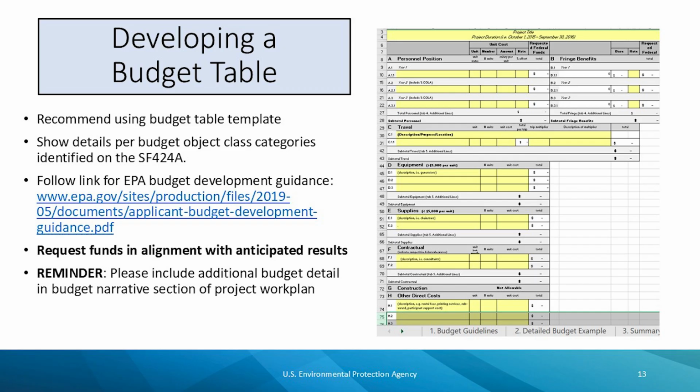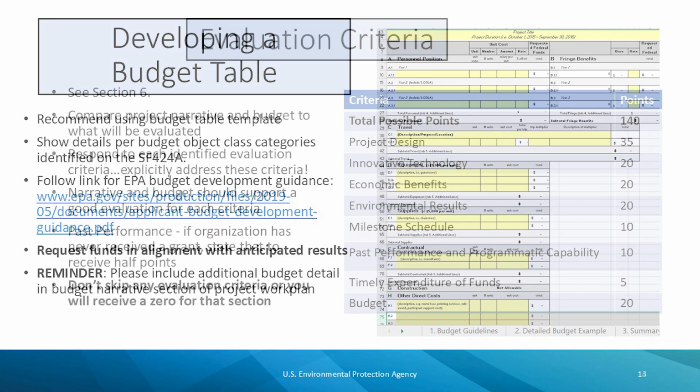Requested funding should be in alignment with the anticipated results, meaning an applicant should not request the maximum amount just because the maximum amount is available. As stated previously, there are likely several categories in the budget table where more detailed information is needed that may be difficult to include in the table format. Please be sure to include that information in the budget narrative section of the project work plan, or this section may be reviewed less favorably.